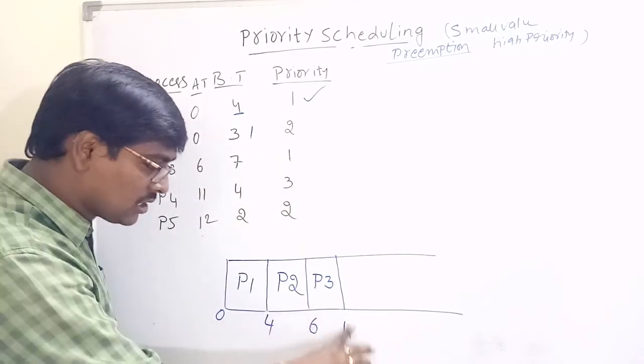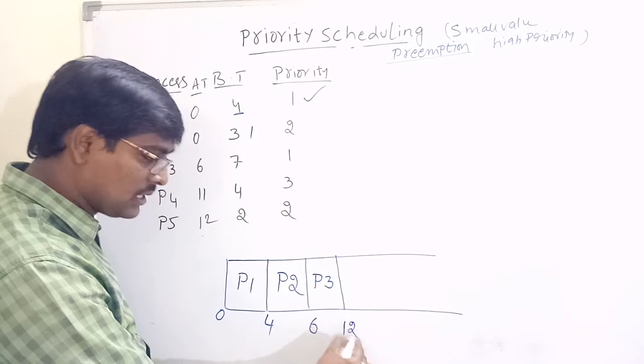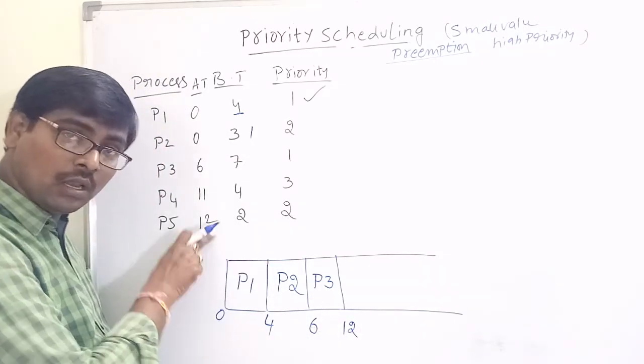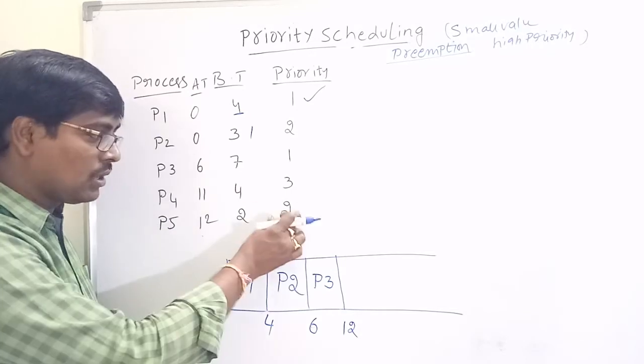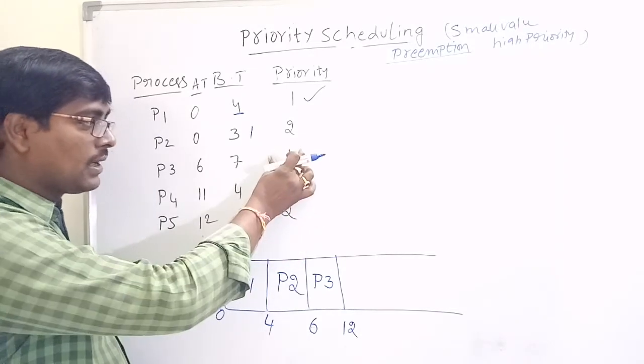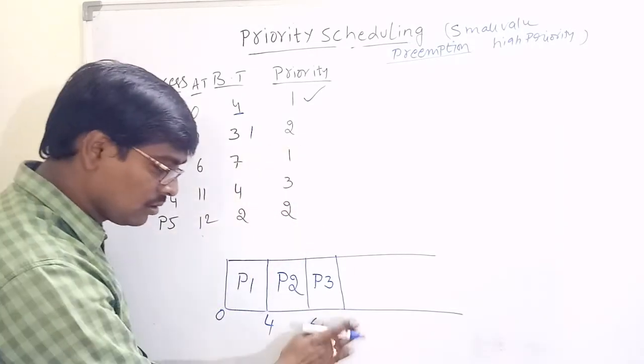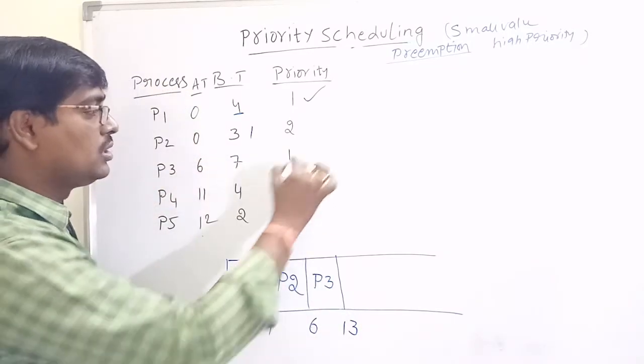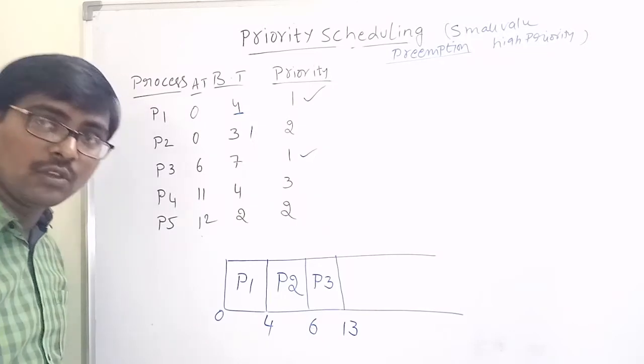So P3 is executed for 1 more millisecond. The newly coming process, at time 12, is process P5. Its priority is 2. The running process priority is 1. So it continues executing, and the total 7 units are completed.